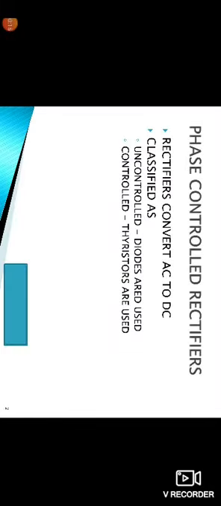Good morning everyone. Today I am discussing phase control rectifiers. Here the phase control rectifiers are used to... what is the definition of rectifier? A rectifier is used to convert AC current to DC current, and it can be classified as uncontrolled and controlled.